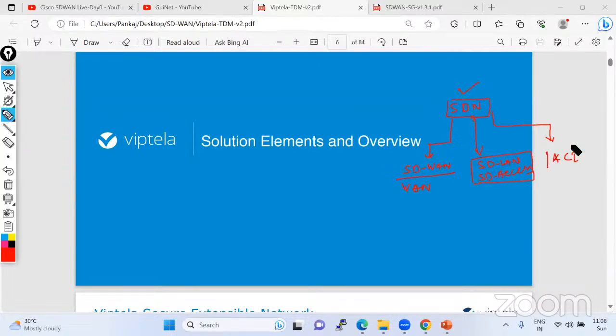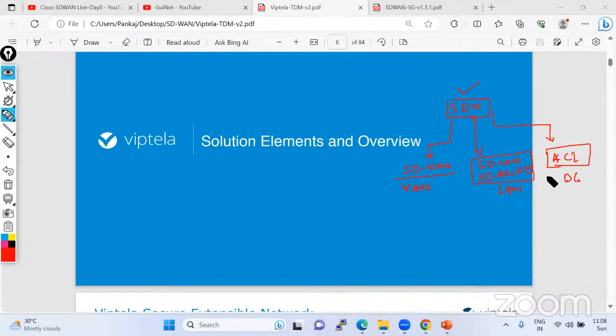Now, the third one is for the data center. So this is for the pure LAN, and this is for the data center. That is the Application Centric Infrastructure. So this is going to be used for the data center. If you have a data center where you want to use the leaf and spine concept, then ACI is going to come into the picture. So this is also a very powerful product from Cisco.